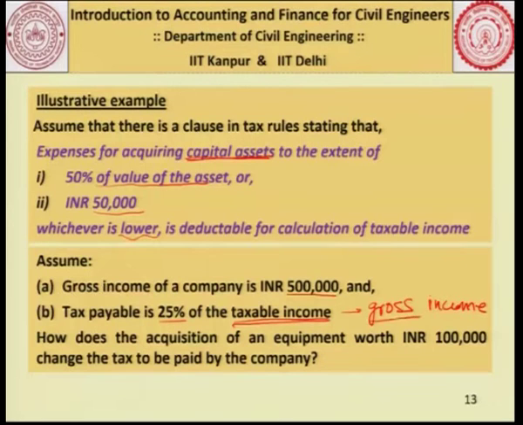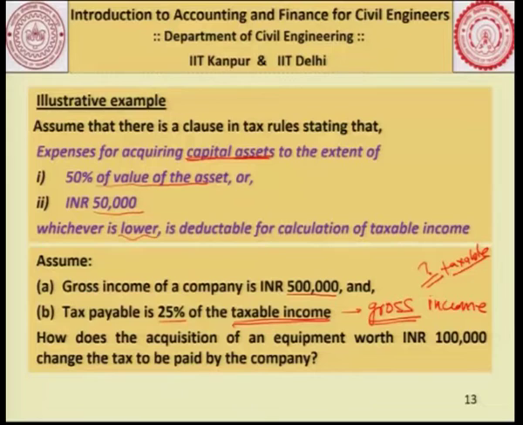So, there is a gross income that the company has, and from that what we have to determine is whether this gross income is simply equal to taxable income or not. Now, if it is equal to taxable income, then there is no discussion, but most of the time there are certain deductions which are allowed before the taxable income is calculated.